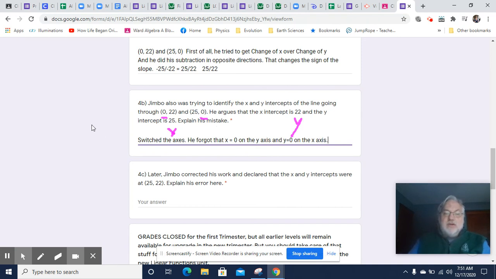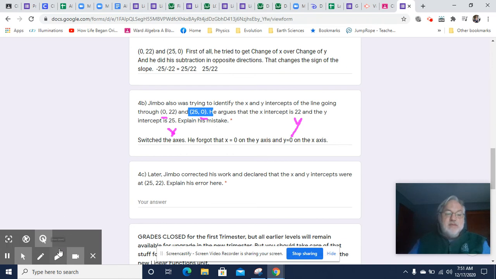And that's your big clue when you're looking at a couple of points. Where would you plot them? Well, this one would get plotted on the y-axis, so it's the y-intercept, and this one would get plotted on the x-axis, so it is the x-intercept. Okay, let's get rid of all of that.